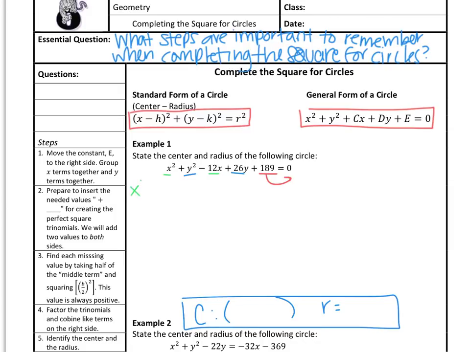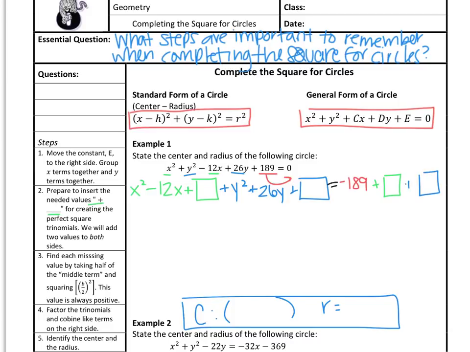We have x squared minus 12x. And I'm also going to prepare to insert the needed values by putting these plus boxes in here, or plus blank if you don't prefer to write the box. Then we have plus y squared plus 26y plus box equals, I'm bringing that constant to the other side so it switches signs, negative 189. Then I had a plus green box and a plus blue box, one for x's, one for y's.